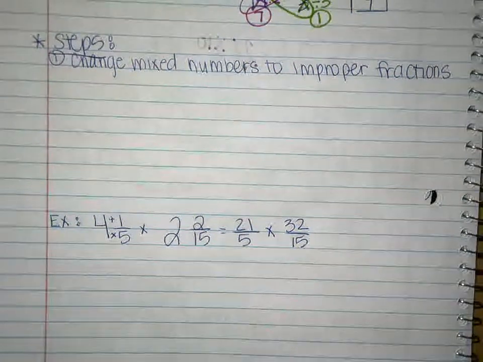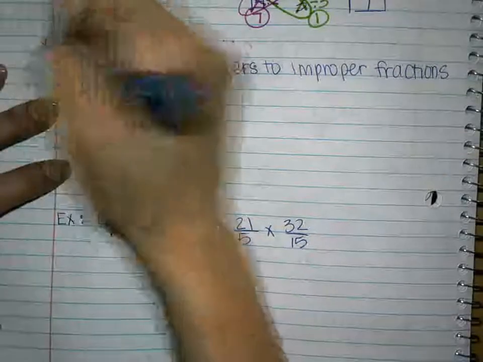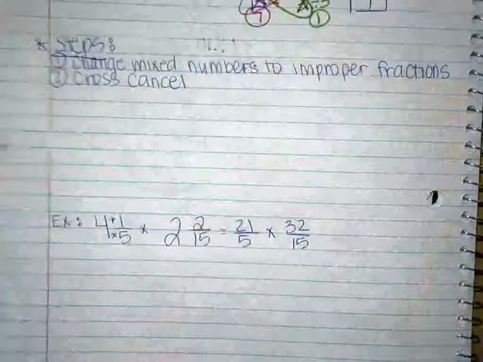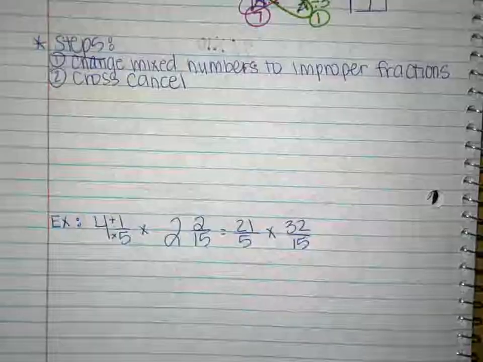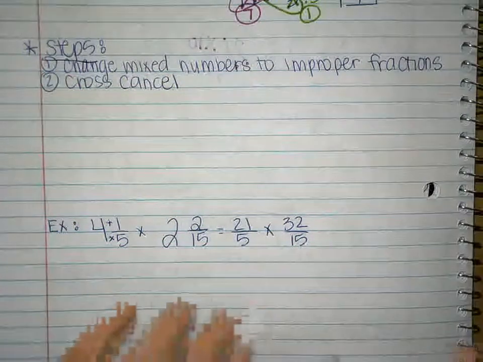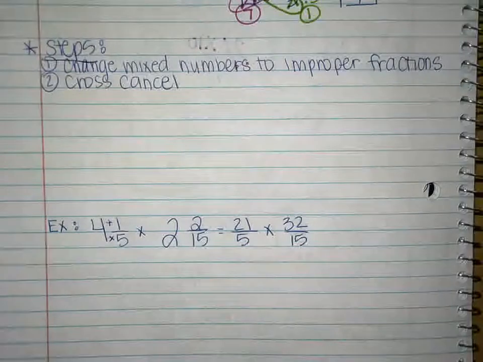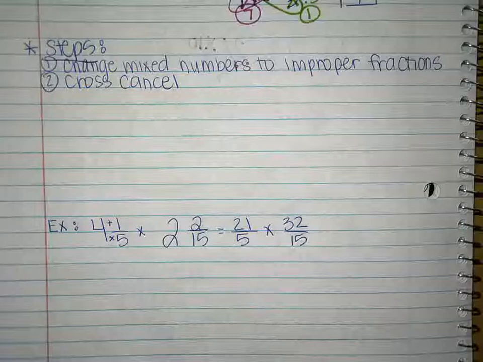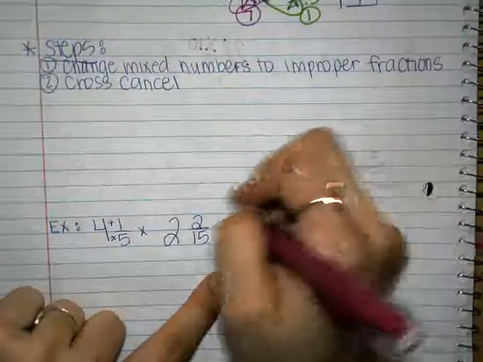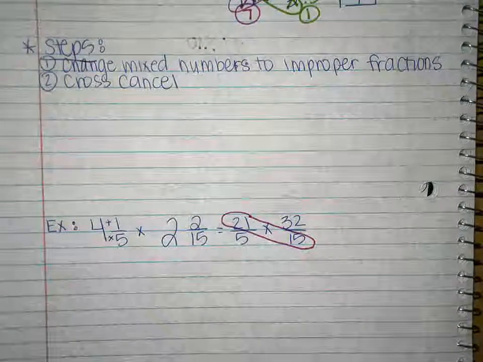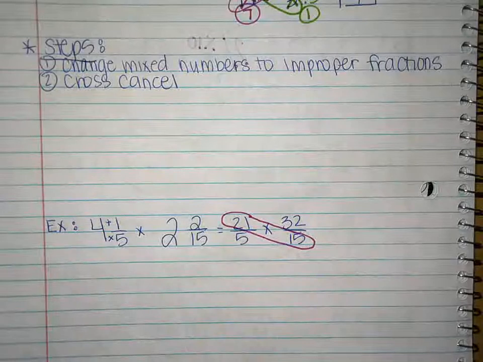Now, step 2. Now, step 2 is to cross cancel. So this is back to what we started working on yesterday. We just did it on our bell work. We're going to do it again. Okay? Okay, when I look here, 21 and 15. Can I take a number out of 21 and out of 15?